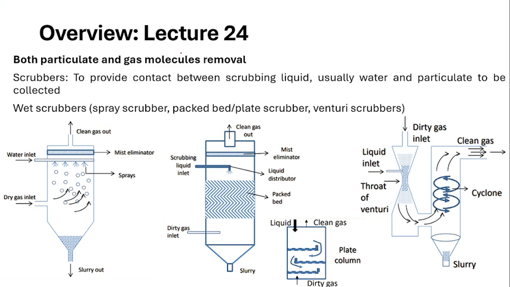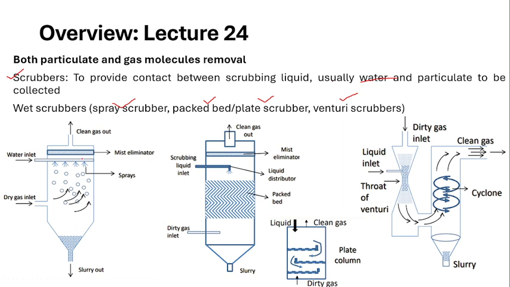So the next lecture is about the equipments used for removal of both the particulate matter and the gaseous molecules. So the equipment used is the scrubbers. So in these scrubbers, it is only to provide the contact between the scrubbing liquid and the particulate matter to be removed. So the liquid commonly used is the water to remove these matters. Okay. And these wet scrubbers are further classified as the spray scrubber, packed bed, plate scrubber, and venturi scrubbers. All these diagrams are here. We will see one by one.